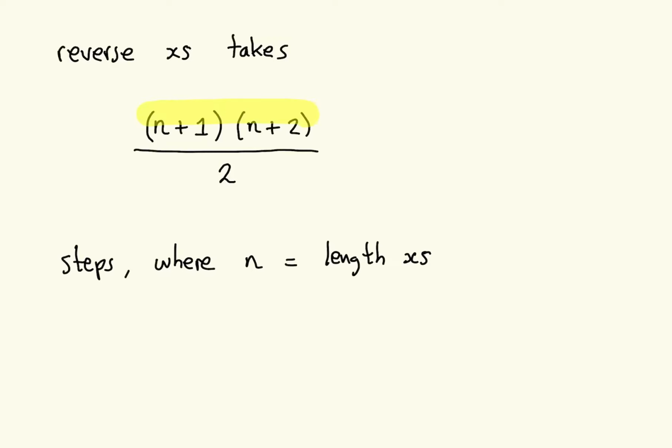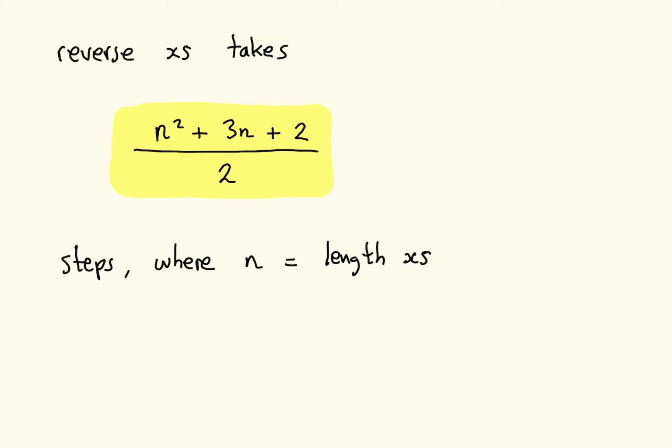So we can actually simplify things a bit further. If we look on the top line here, we have n plus 1 times n plus 2. And in school, we learn how to multiply out brackets like that. So we could multiply out those brackets. And what we'll get is n squared plus 3n plus 2. So what we have now is our final precise formula for how many steps it takes to evaluate reverse. In particular, if we have an input list xs and it has length n, then it's going to take (n squared plus 3n plus 2) divided by 2 steps to perform that reversal.